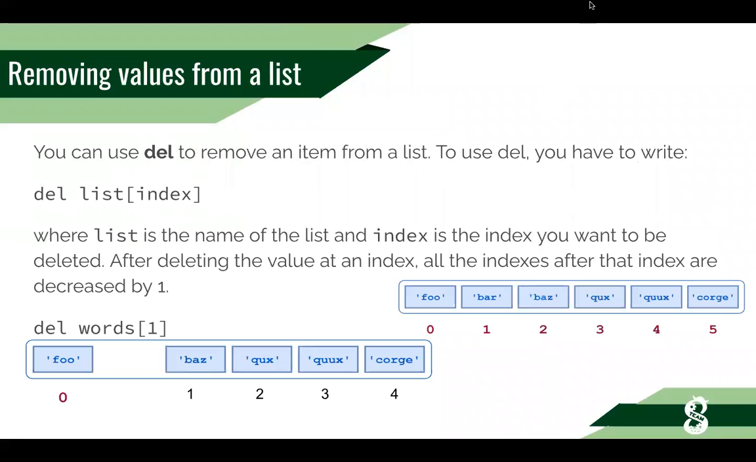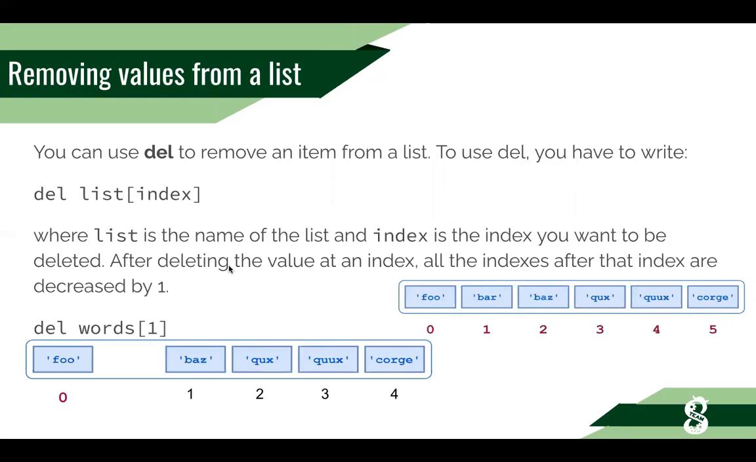Now, how can you delete elements from a list? If we run out of a flavor, we can delete them. To delete elements from a list, you use del, which is short for delete. To use del, it's kind of weird, not like other functions we've seen before. You type del space list, and then the index you want to delete. List is the name of the list, and index is the index you want to be deleted.